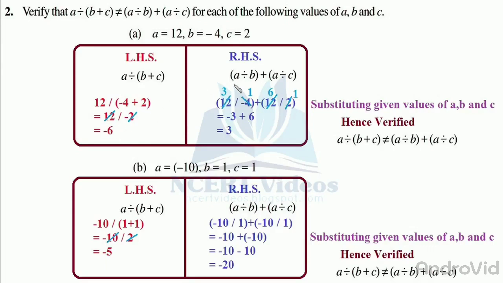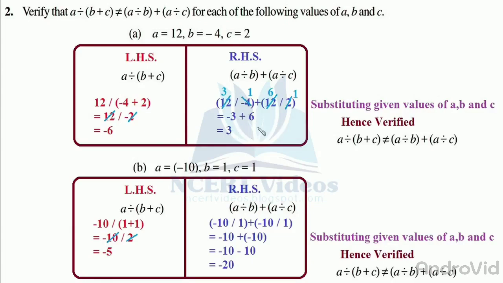Putting a 12, b minus 4 plus as it is, and within bracket a divided by c, that is 12 by 2. So 1 4 is 4, 3 4 is 12, negative sign, therefore it is minus 3. And here 1 2 is 2, 6 2 is 12, 6 from here, and signs are different, we will subtract them and put the sign of greater number, therefore plus 3.